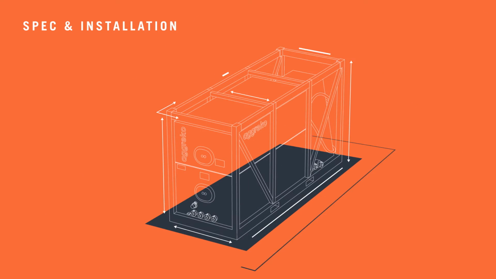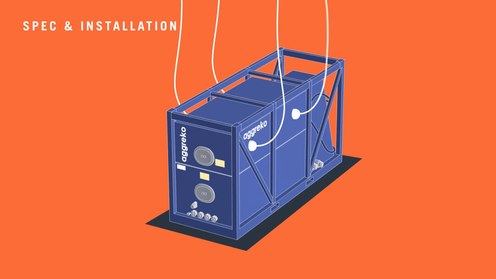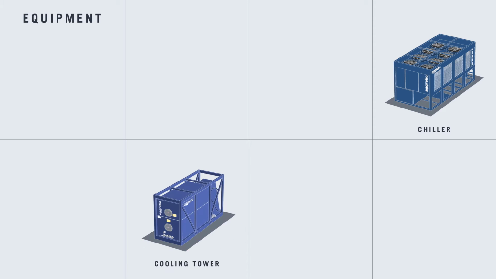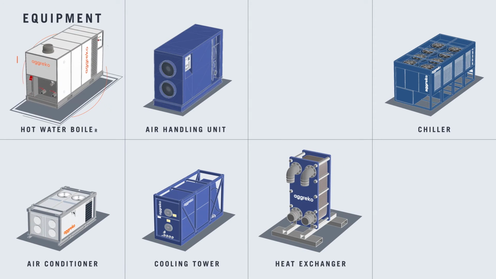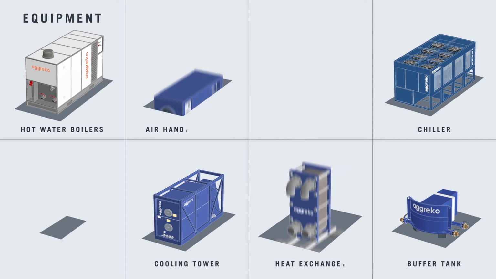From specification and installation through to commissioning, maintenance and removal, we take care of the whole project. Our temperature control equipment ranges from chillers and cooling towers with multi-megawatt cooling capacity through to heat exchangers and hot water boilers. Once we know your requirements, we'll find the solution.